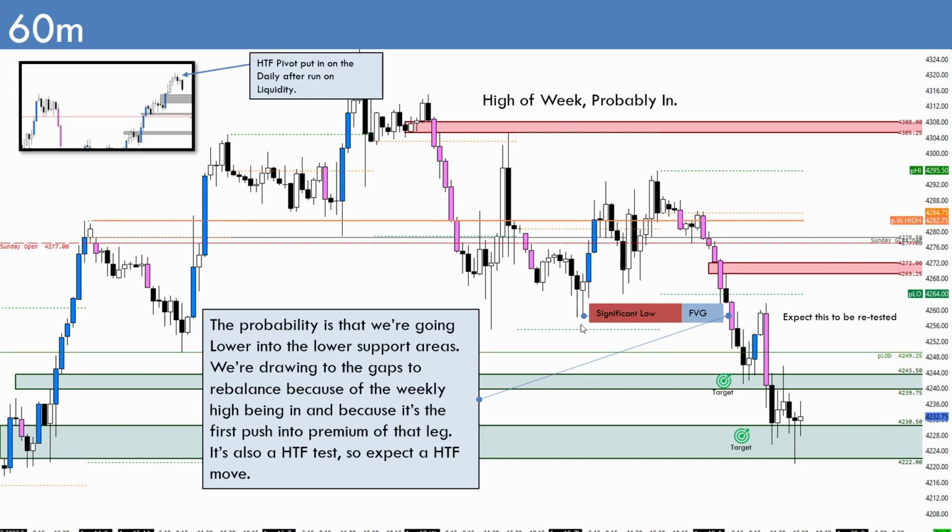That's ICT's fair value gap idea. So the probability is that we're going to go lower, I think, based on this idea, and that would be into the lower support areas of these other fair value gaps that need to be rebalanced. So we're drawing to those gaps because the high is in, and it's the first push into premium for that leg. Because it's a high time frame test, we should expect a high time frame move.